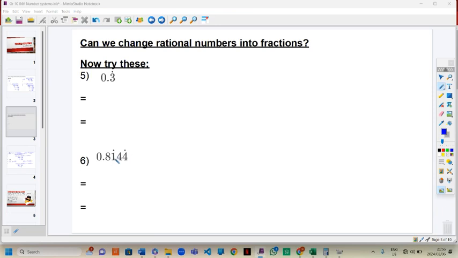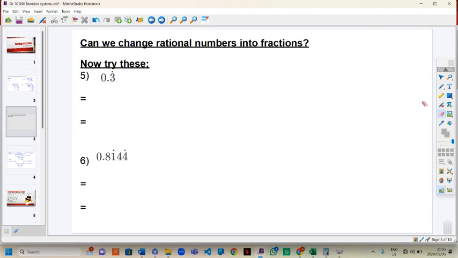Okay, that just means that the 1, the 4, and the 4 are repeating. So everything from here up until here, everything in between is going to repeat. Okay, that just means that it's going to look something like this. We've got 1, 4, 4, 1, 4, 4, forever and ever.